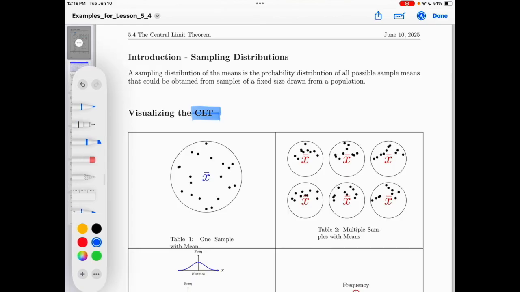This helps us understand how sample means behave when we repeatedly take samples from a population. And the central limit theorem is a powerful theorem that tells us under certain conditions, the distribution of the sample means will be approximately normal, even if the population itself is not. Now, I know that's a lot to take in at once, which is why I created this diagram here. I'm going to walk you through this diagram to help you visualize what a sampling distribution is.